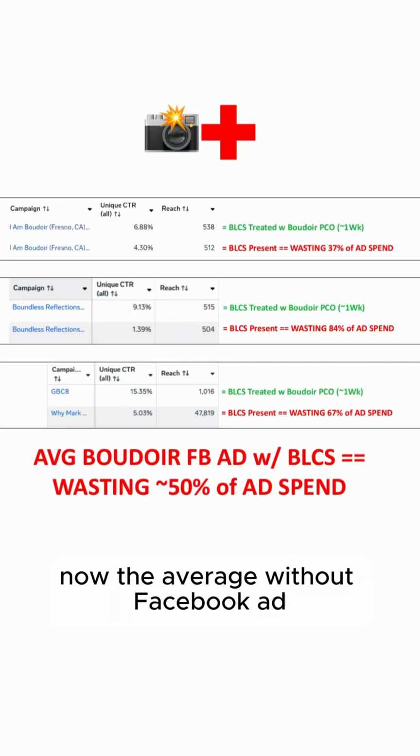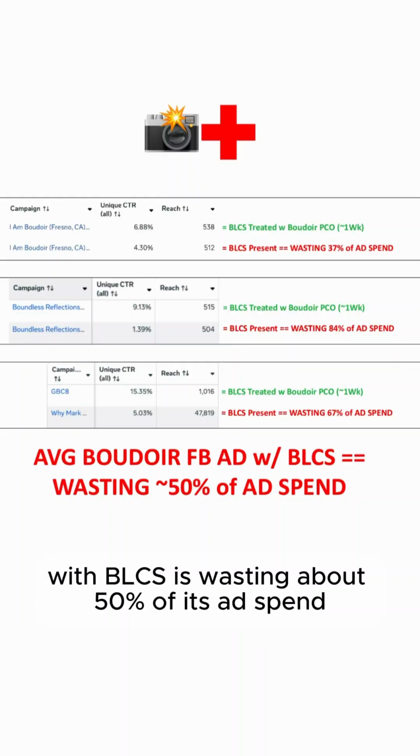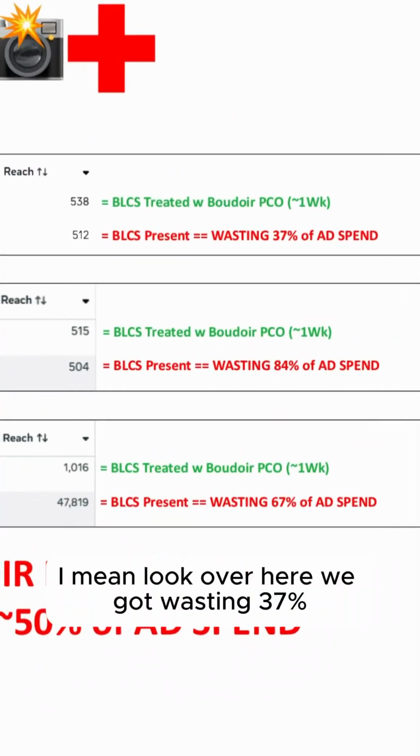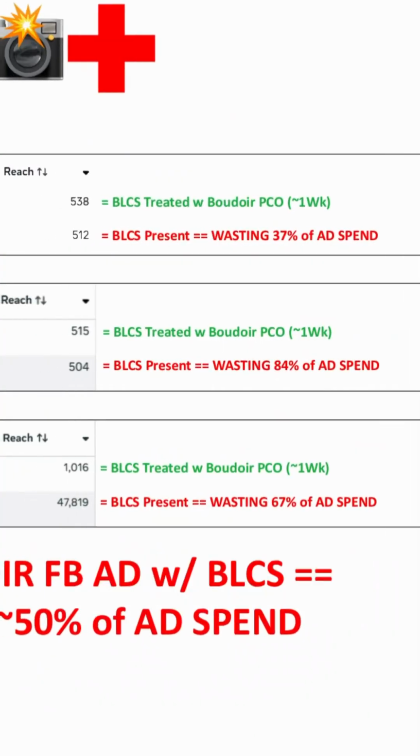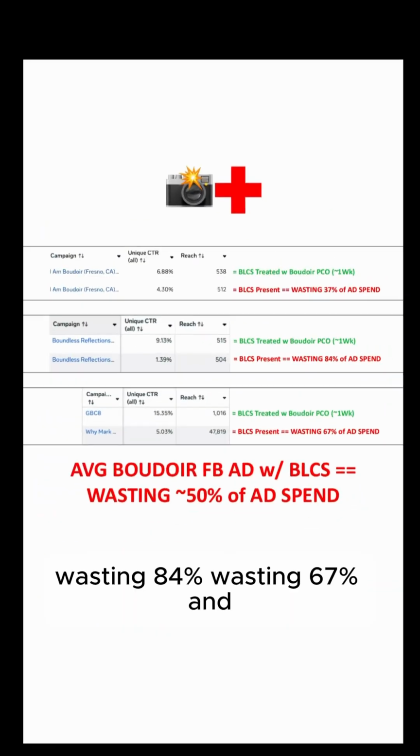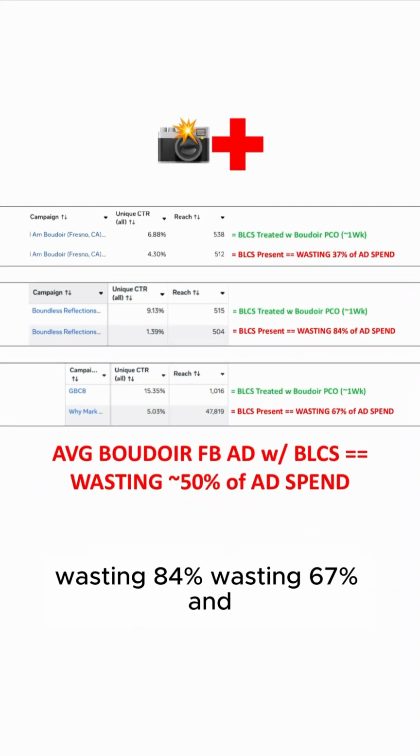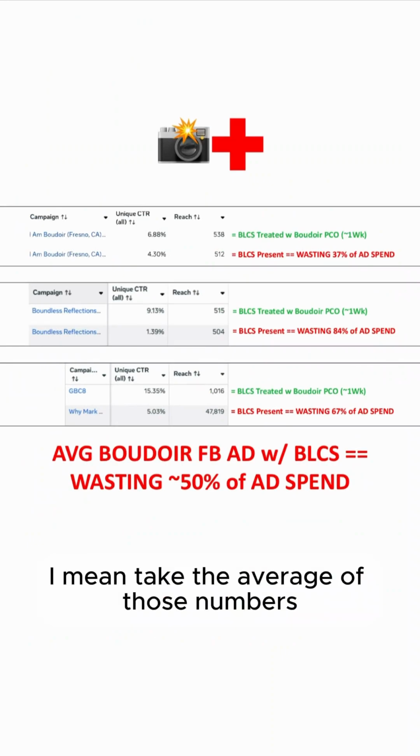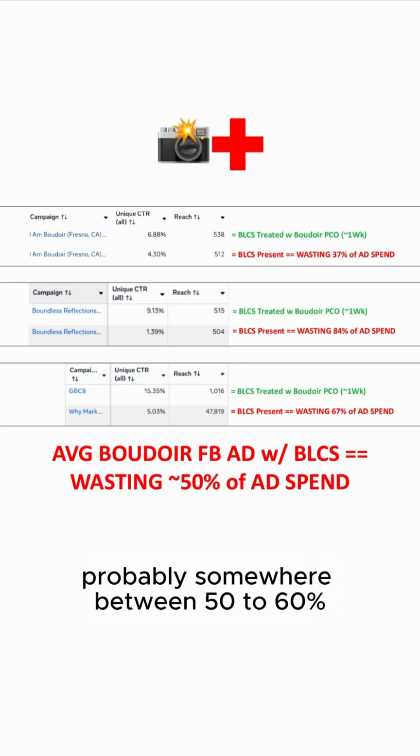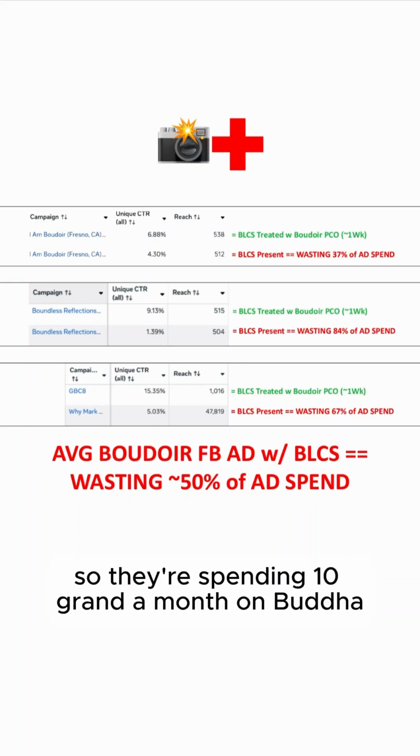Now, the average Boudoir Facebook ad with BLCS is wasting about 50% of its ad spend. I mean, look over here. We got wasting 37%, wasting 84%, wasting 67%. Take the average of those numbers, probably somewhere between 50 to 60%. So they're spending 10 grand a month on Boudoir Facebook ads.